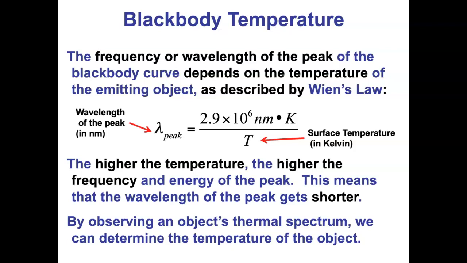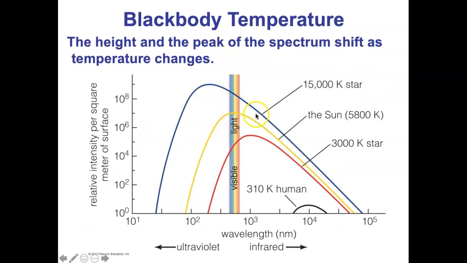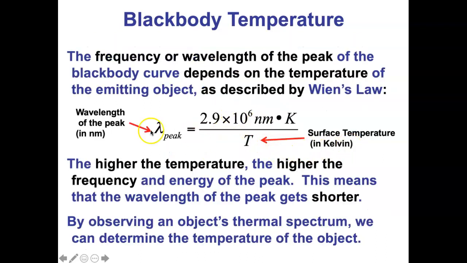We don't have to. The relationship between the temperature of a blackbody and the wavelength of its peak is given by this equation. This equation is what's called Wien's displacement law, or just Wien's law, where the wavelength of the peak in the spectrum, the wavelength at which that object is brightest, only depends on temperature, where the peak wavelength equals 2.9 times 10 to the 6 nanometers times Kelvin. So these are just units. Nanometers times Kelvin divided by the temperature in Kelvin.